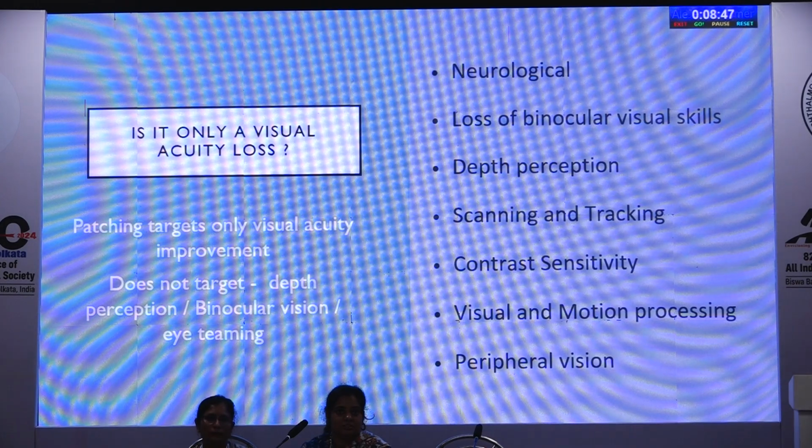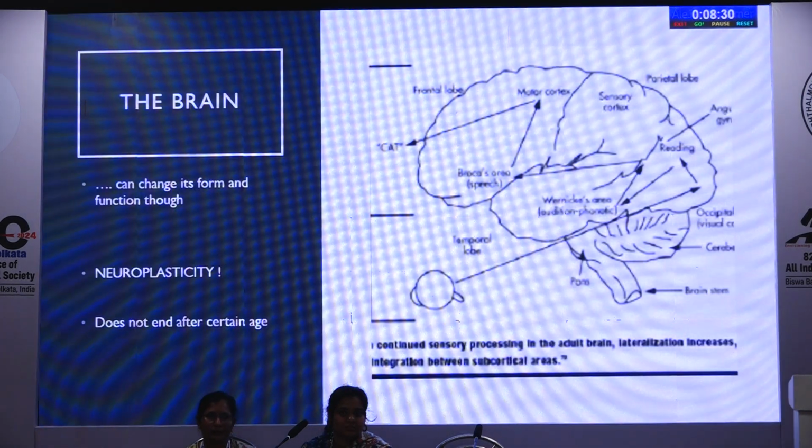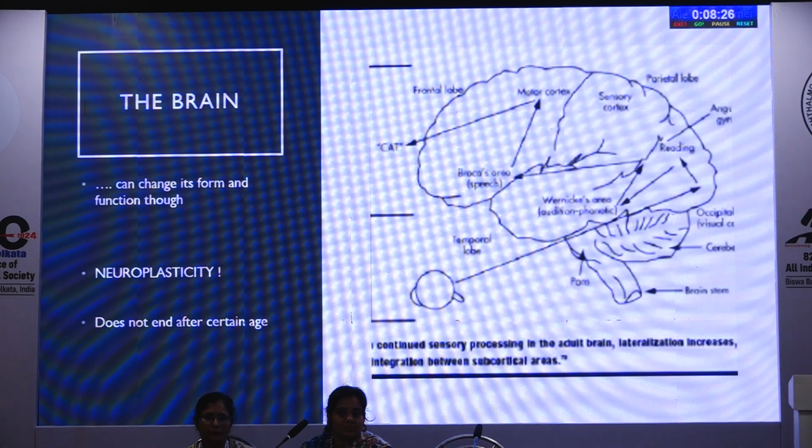So that was the fate of a 10th standard child, when for the first time before an exam, the child could actually read the text by himself. So depth perception, scanning and tracking issues, contrast sensitivity, motion perception, peripheral vision, are we even looking into all of these? Unless we look into all of these, we do not know whether we are treating amblyopia successfully at all. But the good news is, there is a lot of neuroplasticity in the brain.